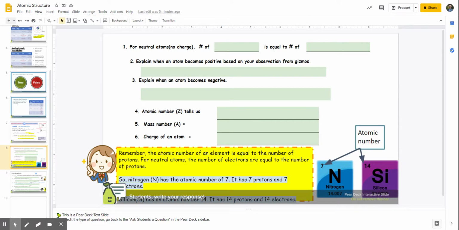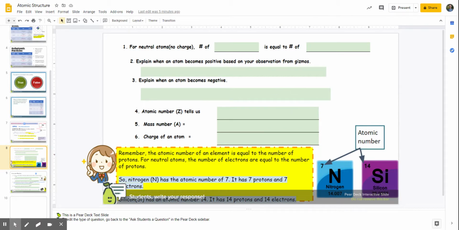Explain when an atom becomes positive based on your observation from Gizmos. An atom becomes positive when the number of protons is greater than the number of electrons. Explain when an atom becomes negative. An atom becomes negative when there are more electrons than protons.